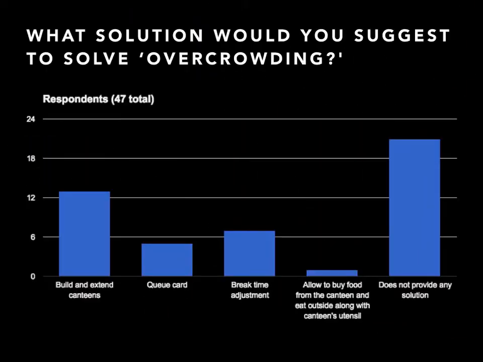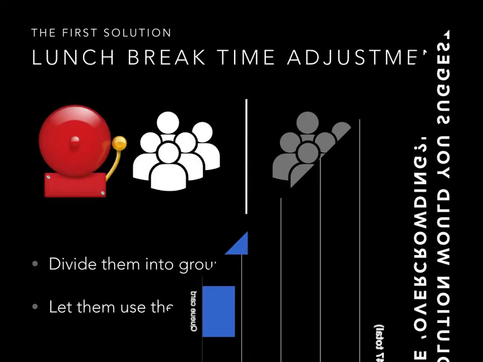From 47 respondents that picked overcrowding as the main problem, several solutions to overcrowding were suggested. The first voted solution is building and extending canteens, followed by the break time adjustment and the queue card, and the last one is allowing people to buy food from the canteen and eat outside.